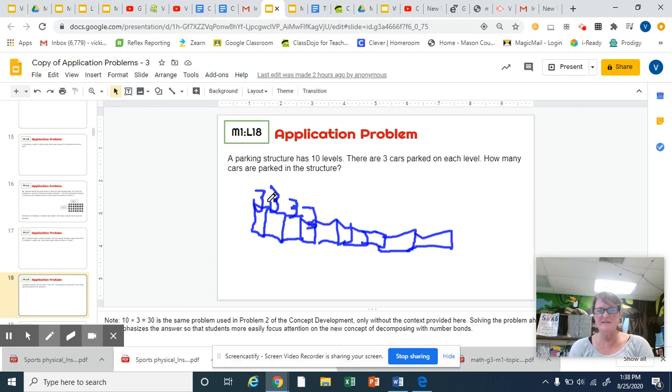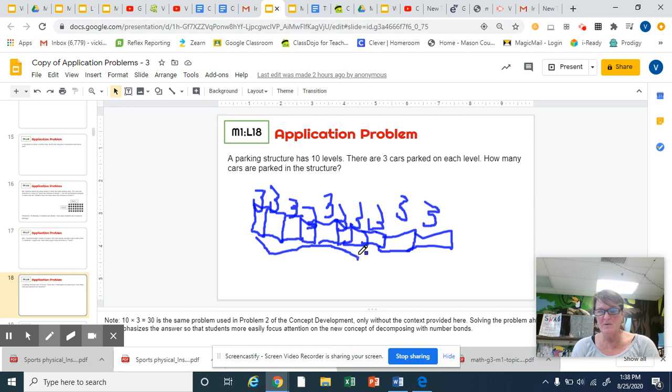Now you can do it 2 ways. We can go ahead and start multiplying or skip counting, and you could put 3, 6, 9, 12. And you already know how to count by 3s or skip count by 3s. 15, 18, 21, 24, 27, and 30. Well, what it said was there are 3 cars on each level. And remember, we wanted our total. We wanted to find our total of cars on 10 levels.